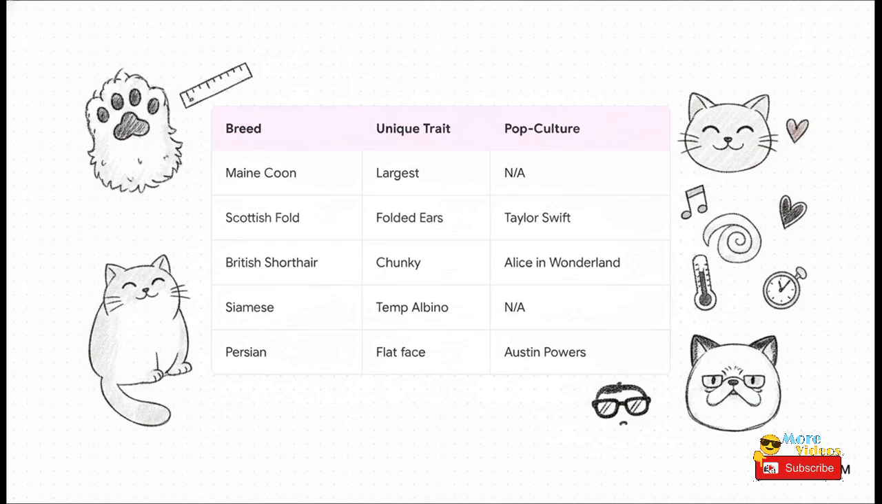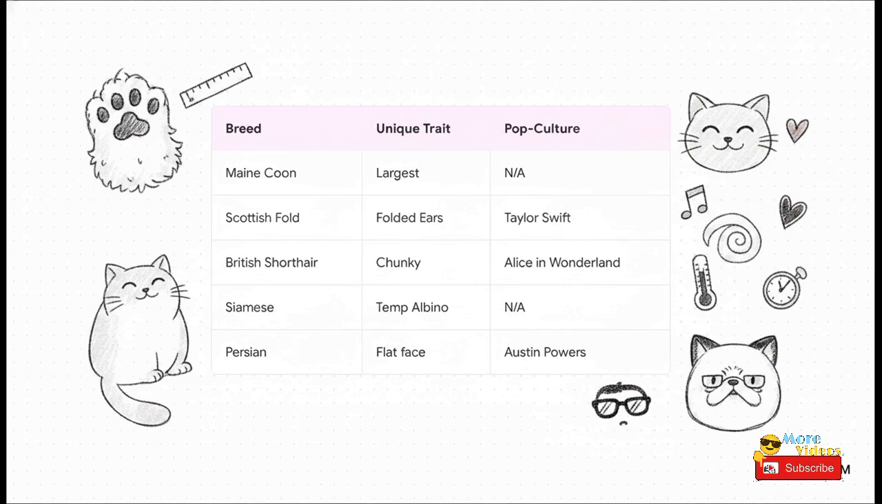They are essentially temperature-controlled albinos, where the warmer parts of their bodies stay white while the cooler extremities become pigmented. And finally, the flat-faced Persian, which was originally used as Mr. Bigglesworth in the movie Austin Powers, before being famously swapped out for a naturally hairless Sphinx cat when the character was cryogenically frozen.